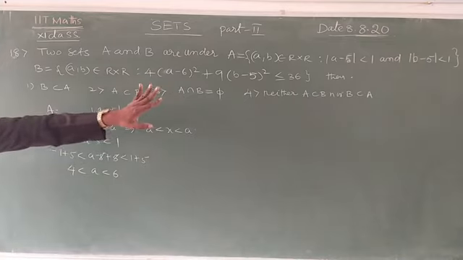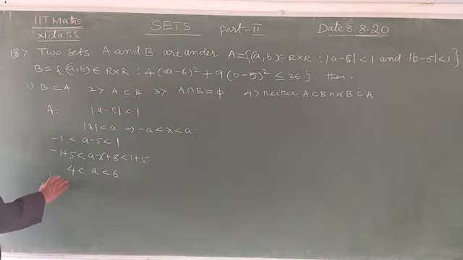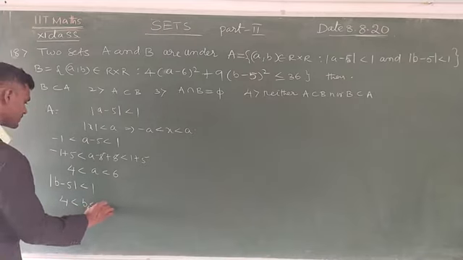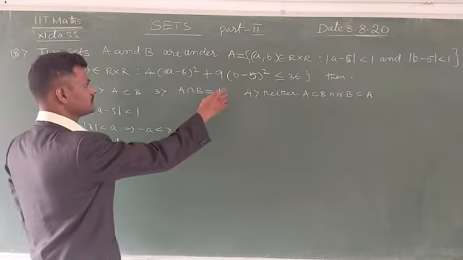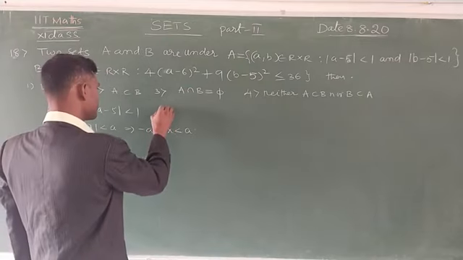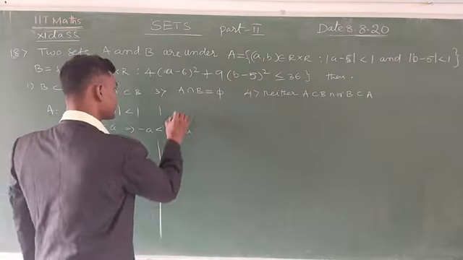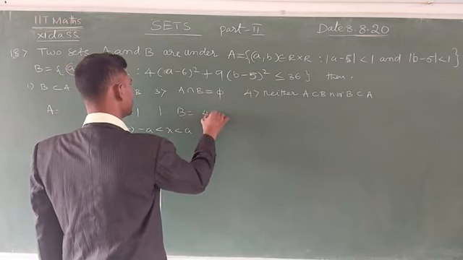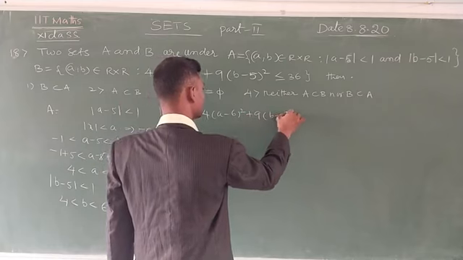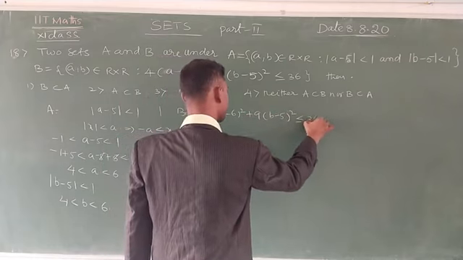Now similarly, modulus of b minus 5 is less than 1. This is also the same, so directly you can write 4 is less than b is less than 6. Now you can take set B, which is 4 into (a minus 6) whole square plus 9 into (b minus 5) whole square is less than or equal to 36.